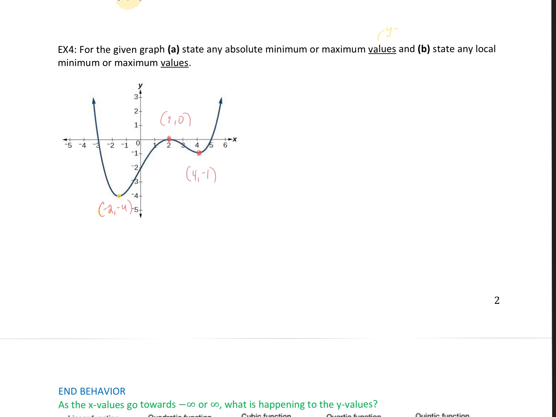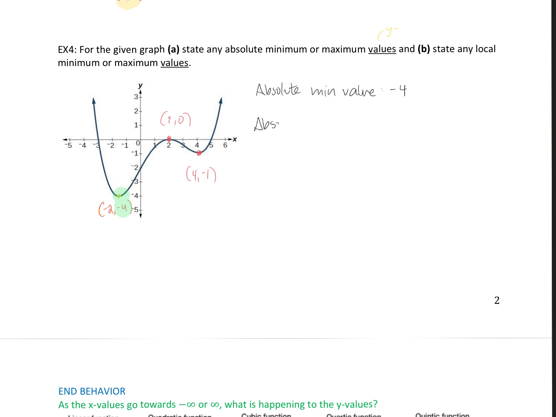Now let's see, any absolute minimums? Ooh, we do. Right here at this point, we have an absolute minimum. That's the lowest possible one around. Not even around, that's the lowest possible one for my graph. And the y value is -4. Any others? No. Again, usually you're going to have only one absolute value.